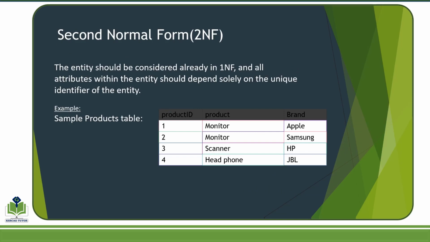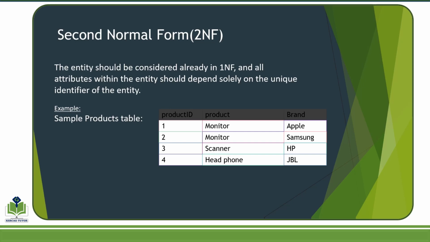The next form is second normal form, which can also be denoted as 2NF. In this second normal form, the very first condition is that for a table to achieve second normal form, it should already be in first normal form. The second condition is that all attributes within the entity should depend solely on the unique identifier of the entity. So the first condition, the table should already be in first normal form. Second, all attributes within the entity should depend solely on the unique identifier of the entity.